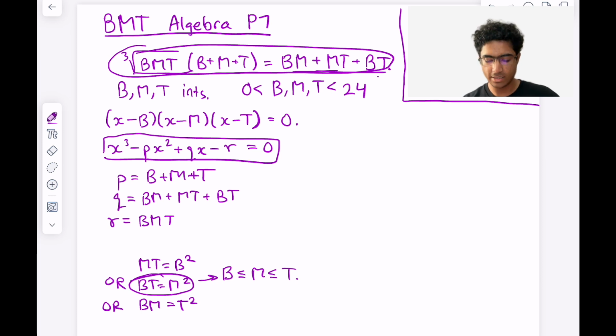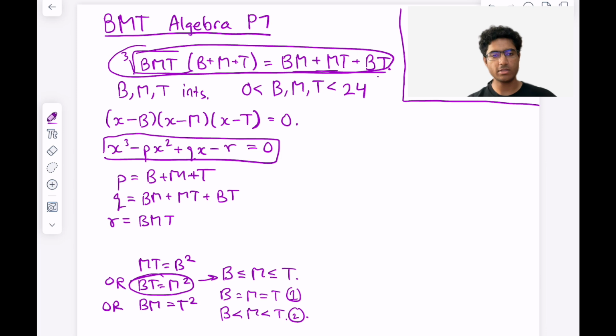Okay, so there are two cases: b equals m equals t, and b is strictly less than m, which is strictly less than t. For case number 2, we'll try to find all possible triples and then multiply the number of triples by 3 factorial to account for the different orders. And we add the number of triples we get from case 1. That will be our answer.